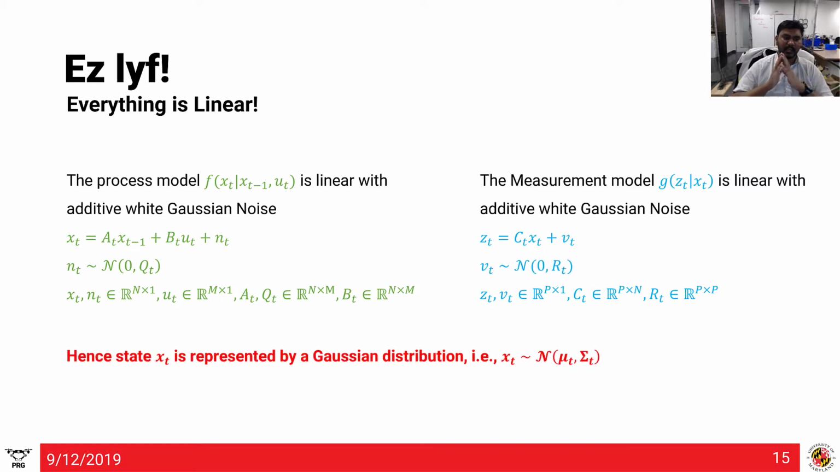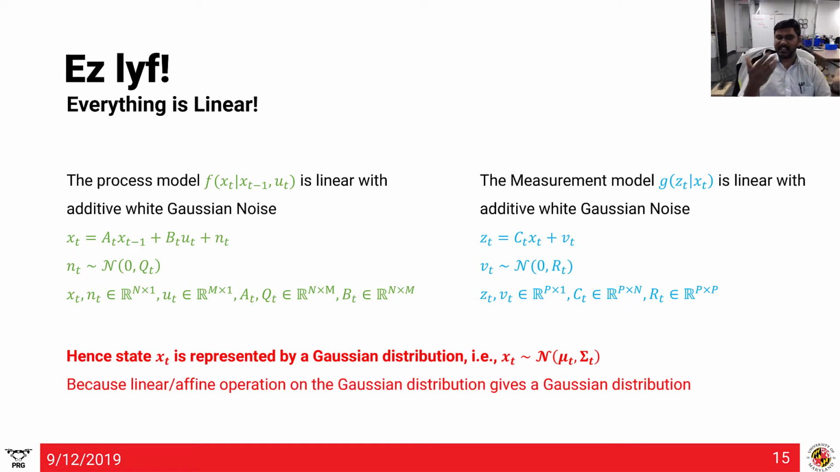Hence, the state xt is represented by a Gaussian distribution, right? Again, xt is denoted by this normal distribution with the mean at mu t and covariance of sigma t, which we want to update on the fly, right? This happens because a linear or an affine operation on the Gaussian distribution gives us a Gaussian distribution. I'll leave this as an exercise for people to work out why it is so, right?